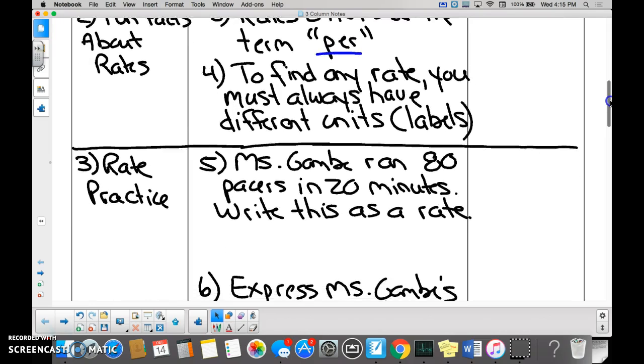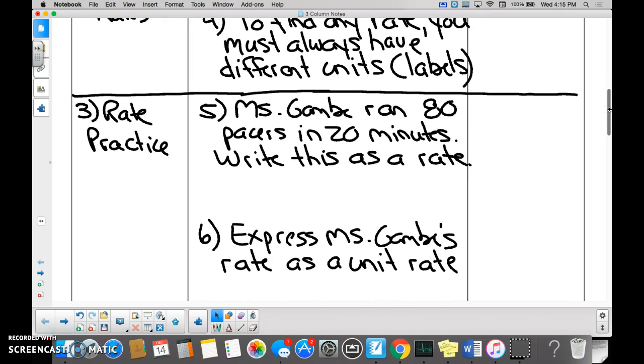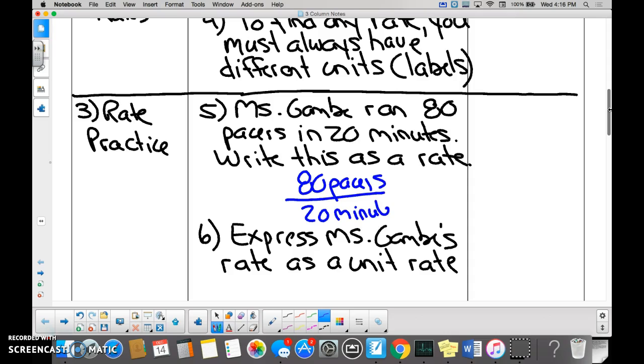And number 3, rate practice. This is the last main idea. Miss Gamby ran 80 pacers in 20 minutes. So Miss Gamby is running 80 pacers and she's doing it in 20 minutes. Write this as a rate. A rate is a comparison of two quantities with different labels. If she is running 80 pacers in 20 minutes, that would be good enough. 80 pacers over 20 minutes.